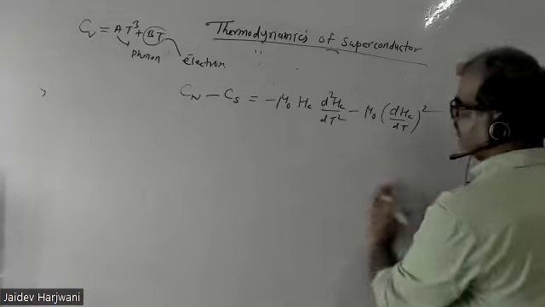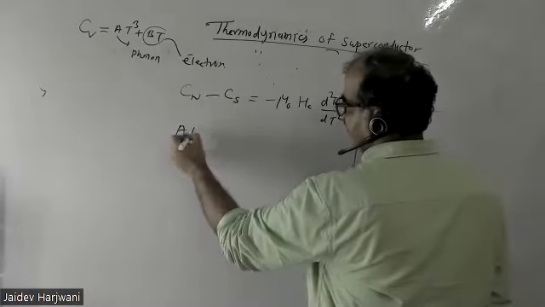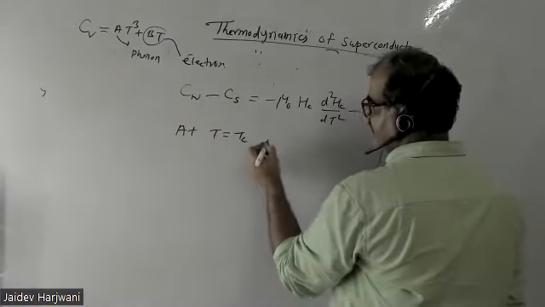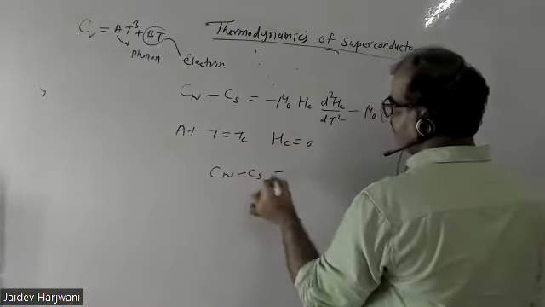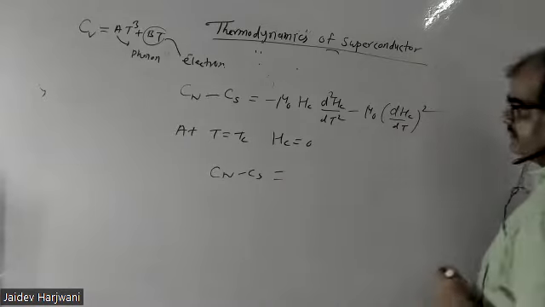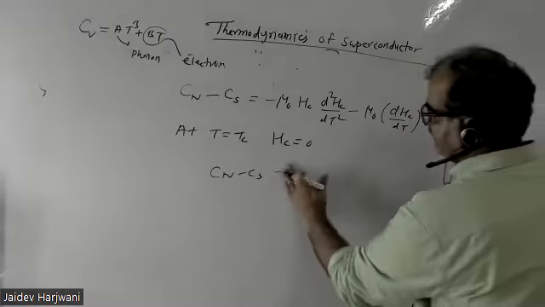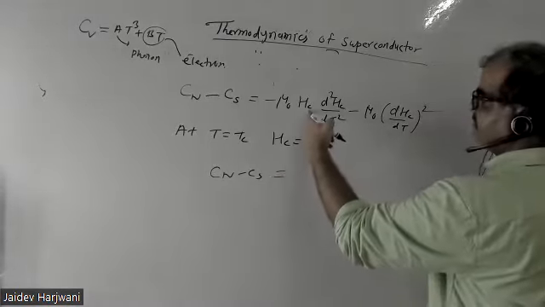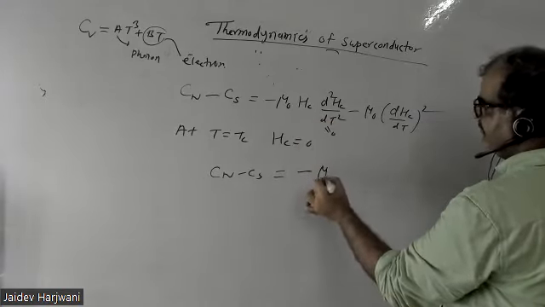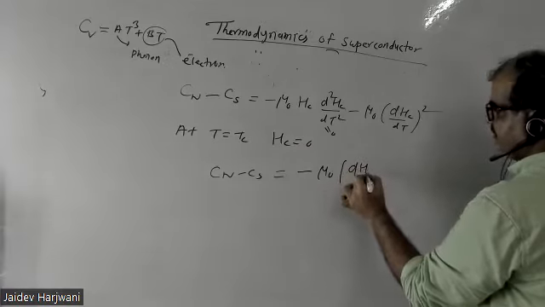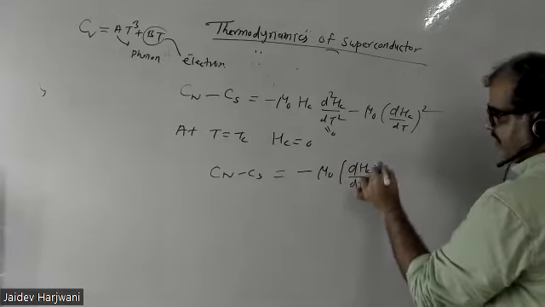Now you can write, suppose at T equal to Tc, you have Sc equal to 0. So Cn minus Cs will be what? At T equal to Tc, you will have Cn minus Cs, and you can put this term as 0. So it will be simply mu naught Tc (dSc/dT) square.